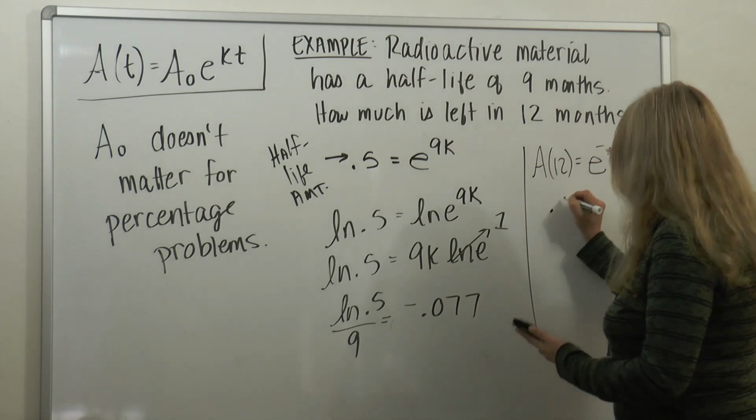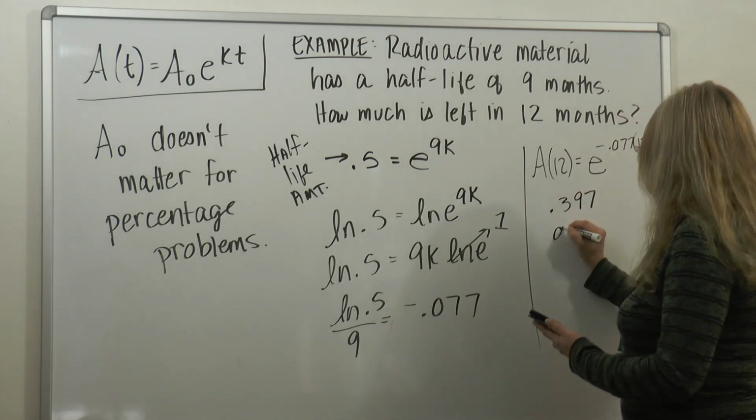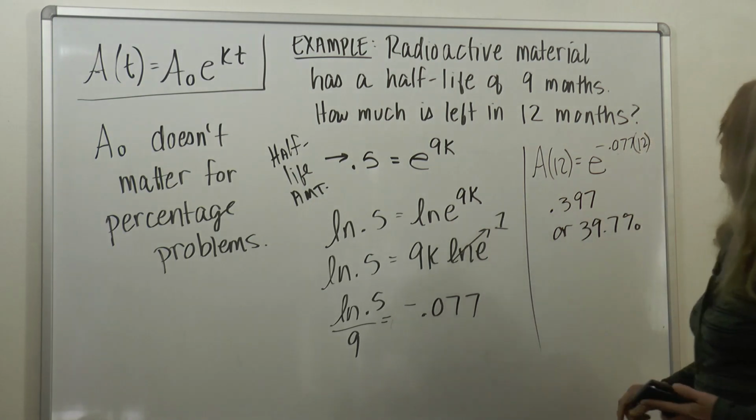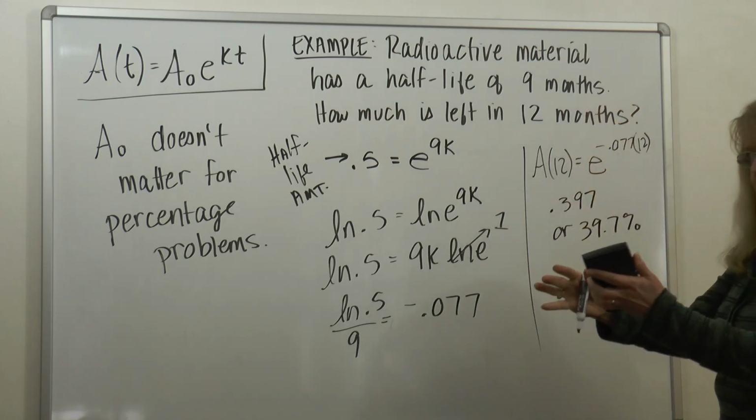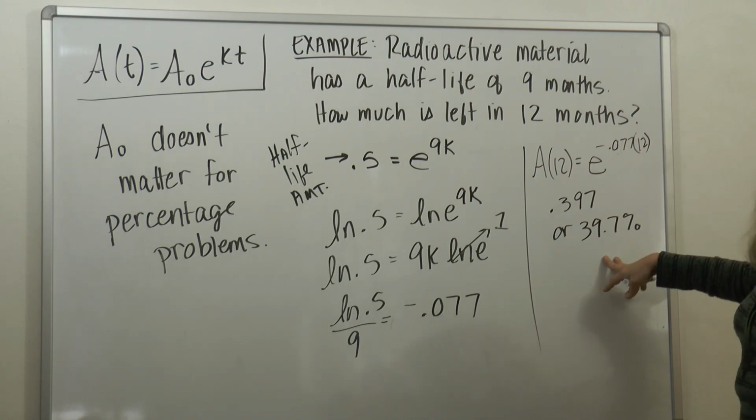Okay, so this gives me 0.397 or 39.7%. Okay, so it takes 9 months until there's 50% of the substance left, and it's going to take 12 months until there's 39.7% left.